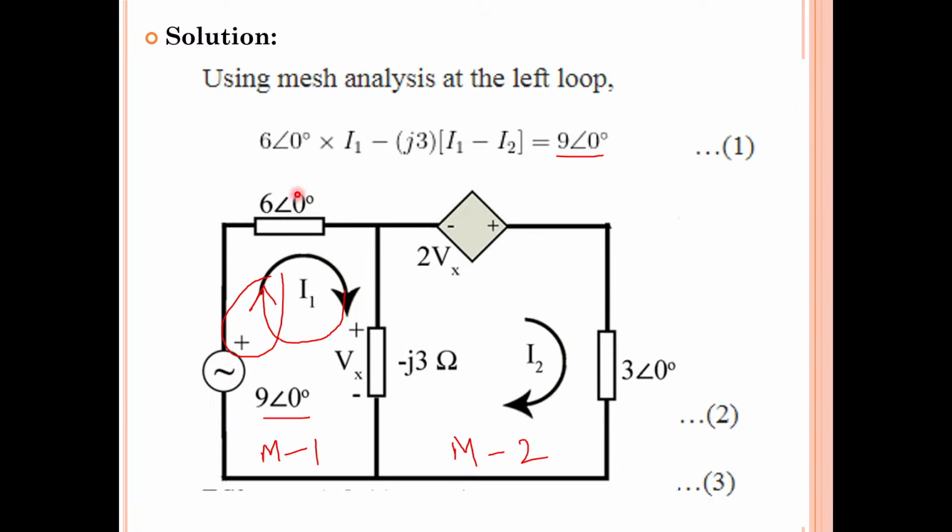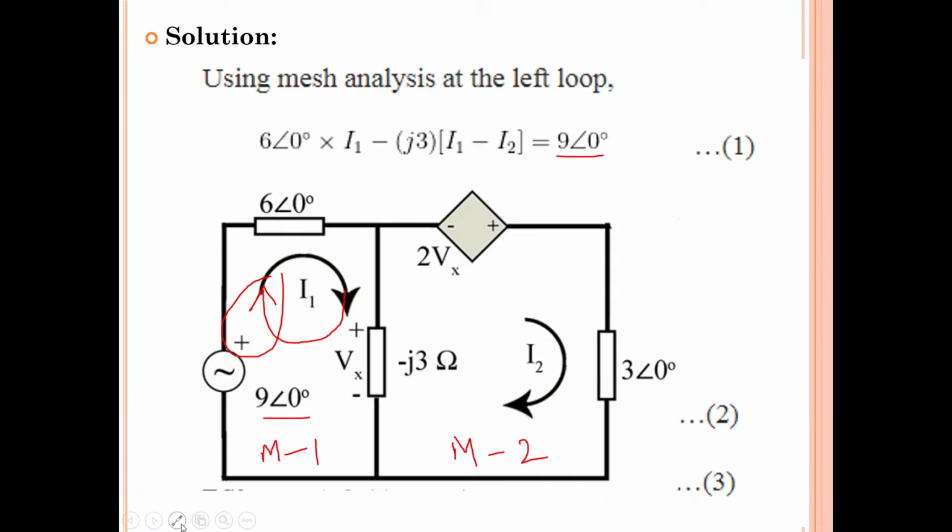You can consider this not only as resistance, you can even consider it as impedance. Whatever it may be, impedance or resistance or reactance, you have to multiply with current to determine the voltage drop. So the current through the 6 at an angle of 0 degrees is I1. So 6 at an angle of 0 degrees into I1. Usually we will write plus, but here they have already given minus. So minus J3 into I1 minus I2.